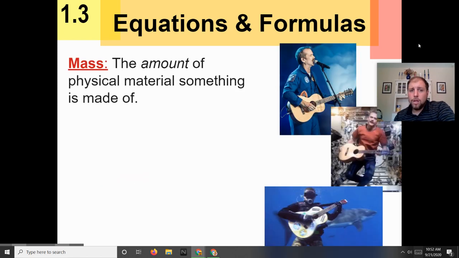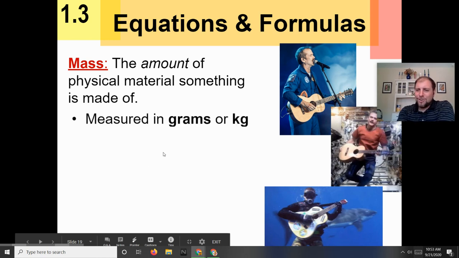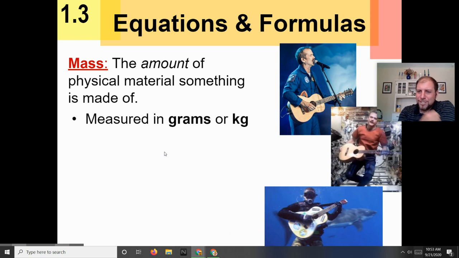Now, I want to change gears real quick and talk about an important idea in chemistry, and that has to do with the concept of mass. Mass is the amount of physical material that something is made of. For example, this gentleman playing the guitar is Canadian astronaut Chris Hadfield. He's a really cool guy. He plays guitar on Earth, he plays guitar in space, he plays guitar under the water. What a neat dude. We would measure how much physical stuff Chris Hadfield is made of, and that's called his mass. We'd measure it in grams or kilograms.